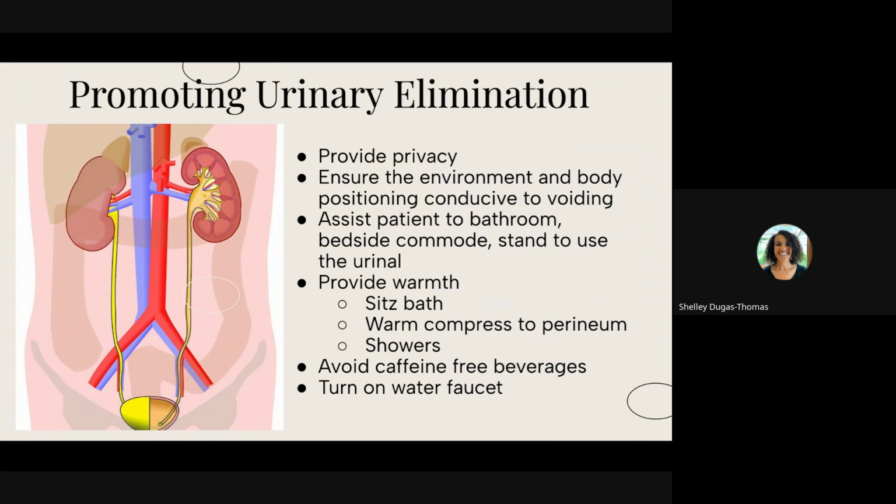Allowing privacy increases comfort with urination. Proper positioning allows urine to flow more freely from the bladder. Assistance allows for safe use of the urinal or ambulation to the commode. Warm water can help stimulate the need to urinate, and caffeine has an antidiuretic property, so you want to avoid that.